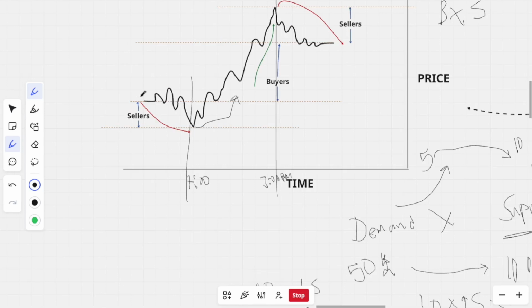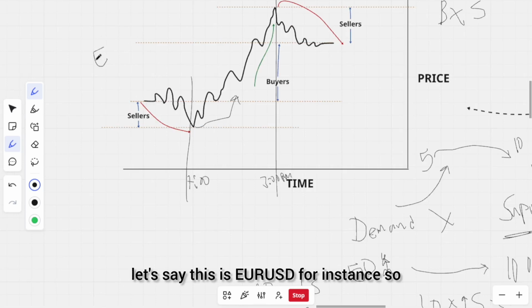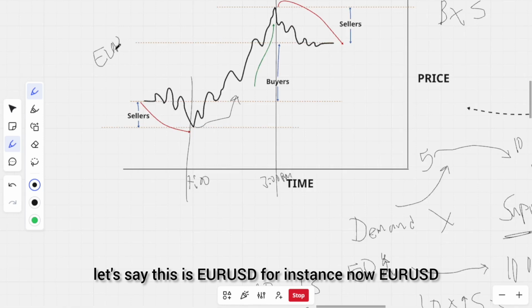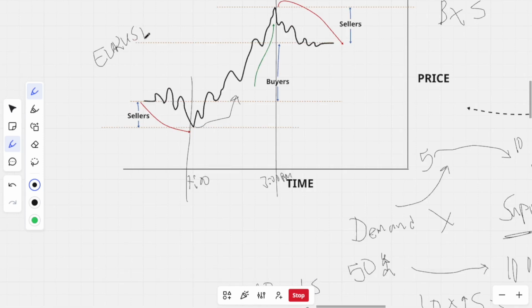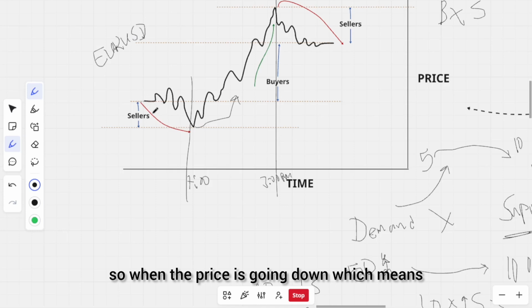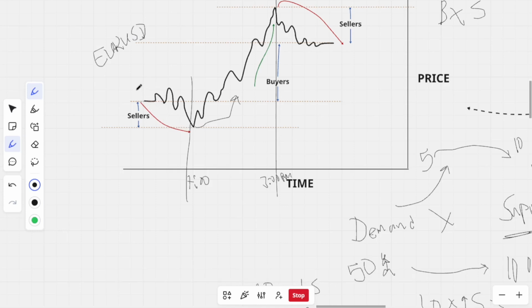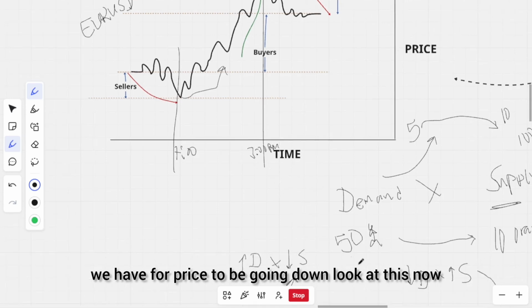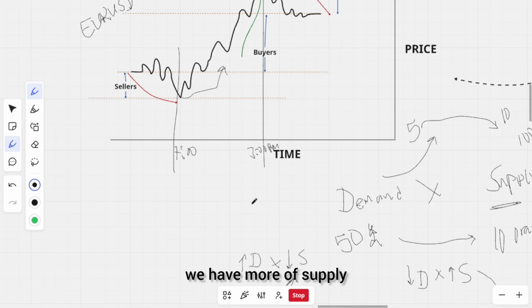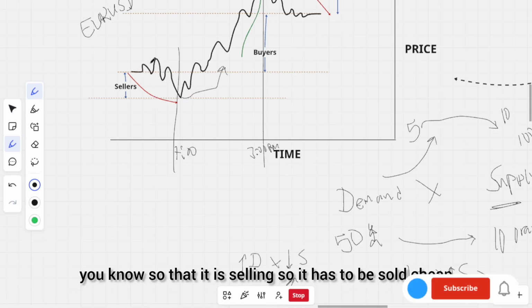You see that, let's say this is Euro USD, for instance. Now Euro USD. So when the price is going down, look at this now. We have more supply, so we have more euro in circulation. We have less demand for euro. So since we have less demand for euro, it has to be sold cheap. So that is it, selling. So it has to be sold cheap.